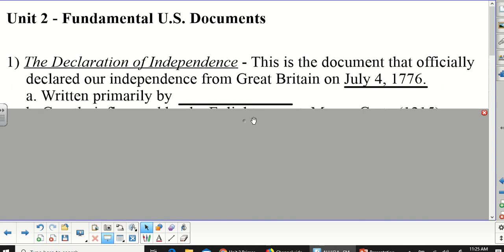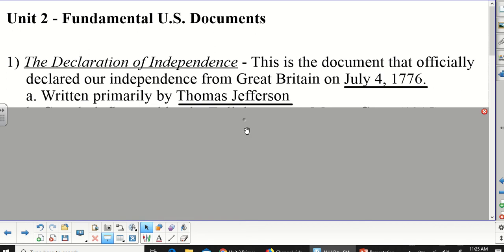As a matter of fact, they don't. Now, this was written by a committee, but we're going to give the majority of the credit to Thomas Jefferson. Thomas Jefferson went on to be a president. We don't really get into it in here. I do talk about it quite a bit in AP. He's got some things you just would love about him and some things that are incredibly problematic about Thomas Jefferson.